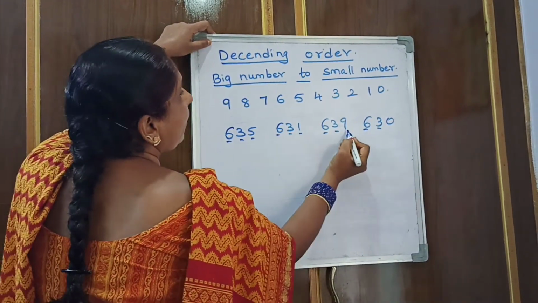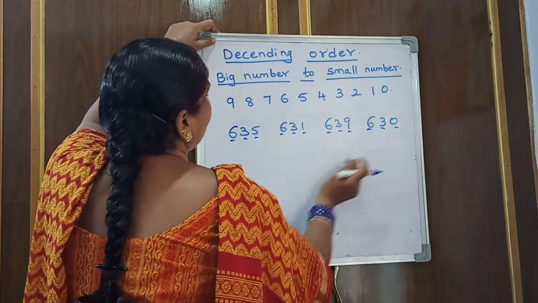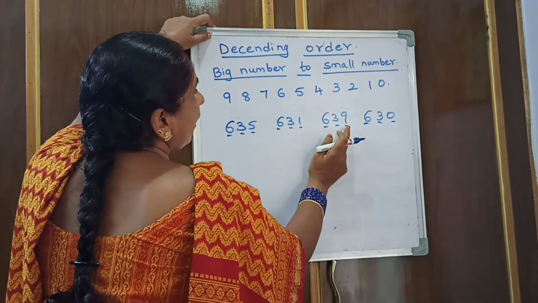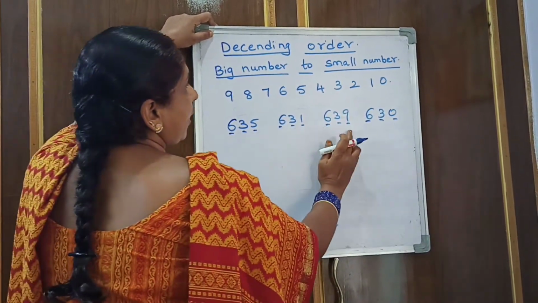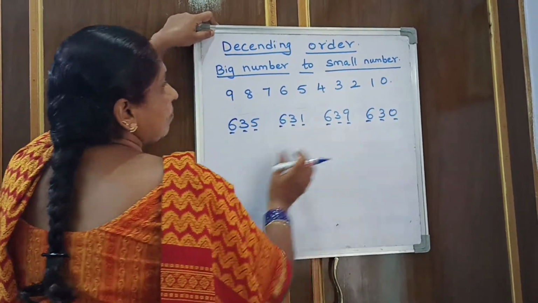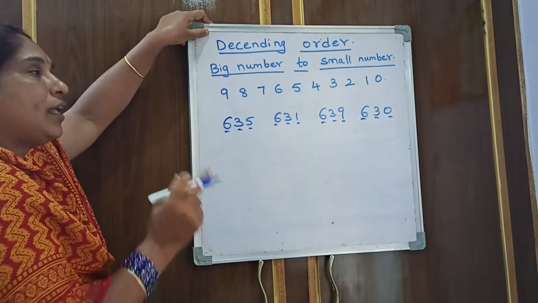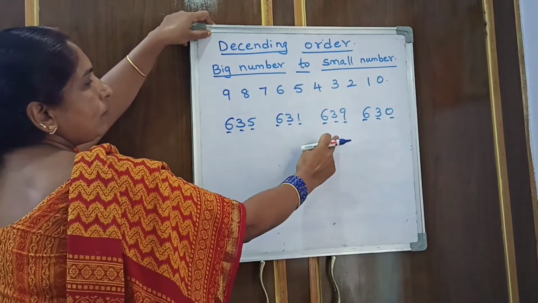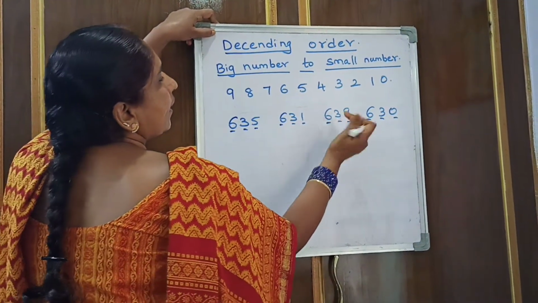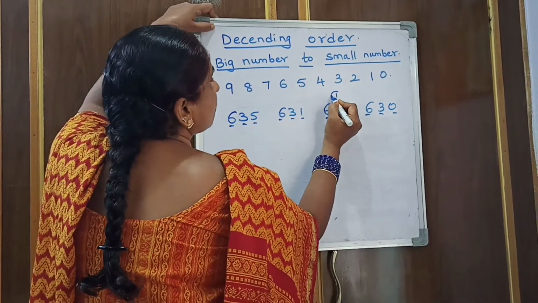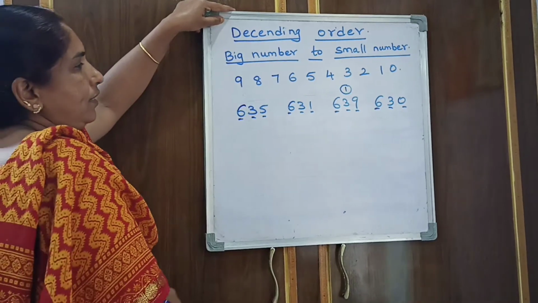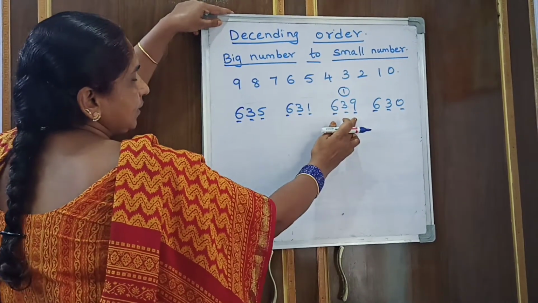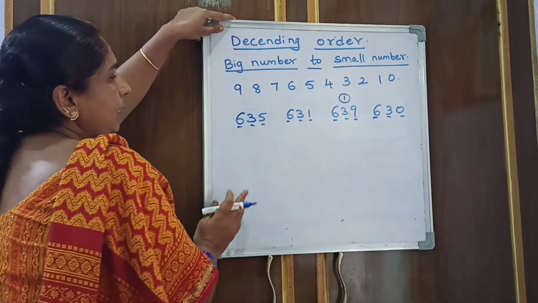5, 1, 9, 0. Out of all these numbers, which is the big number? 9 is the big number. So 639 is the biggest number. So write 1 above 639. And after 639, which is the next biggest number?